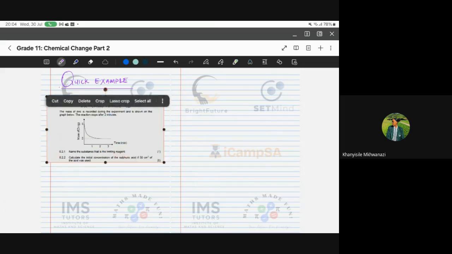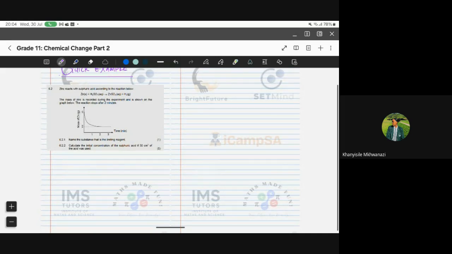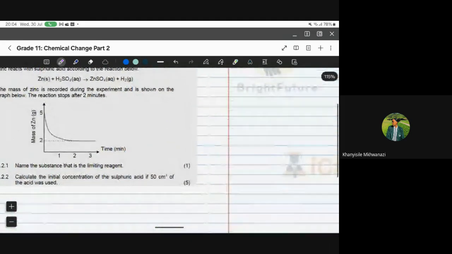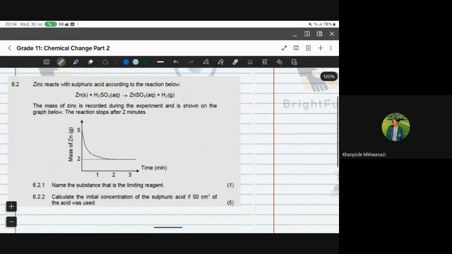See this right here. So now, check this reaction. They say zinc reacts with sulfuric acid according to the reaction below. Doesn't matter how scary the equation looks, just focus on the fundamentals. Now, the mass of zinc is recorded during the experiment and is shown on the graph below, right? The reaction stops after 2 minutes. Let's check this graph before we even move to the question. This question, by the way, is about limiting reagent and excess reagent, whatever they might ask later. But let's check this graph.